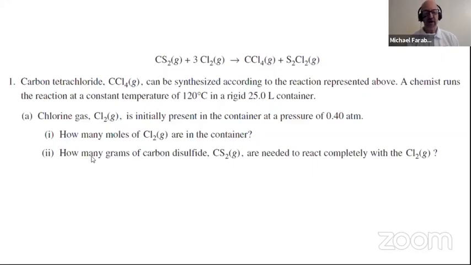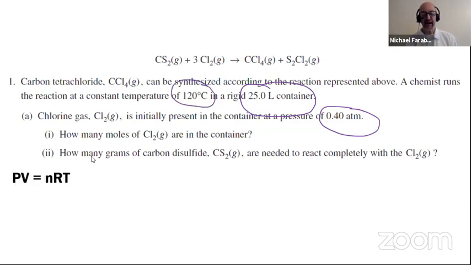So here we have number 1, it says in part A, chlorine gas is initially present in the container at a pressure of 0.40 atmospheres. And the first part of this question is to calculate how many moles of chlorine are in the container. So we have a pressure, we also have a volume, and we have a temperature. So hopefully you can think about the fact that we're going to be using the ideal gas law. We'll be solving for moles.